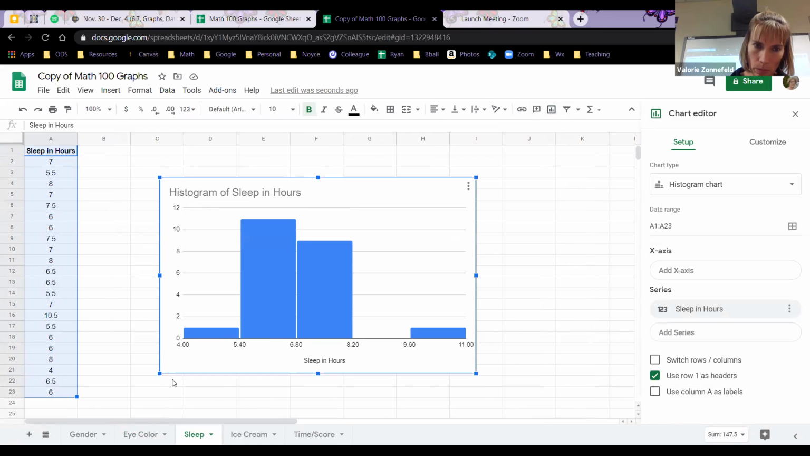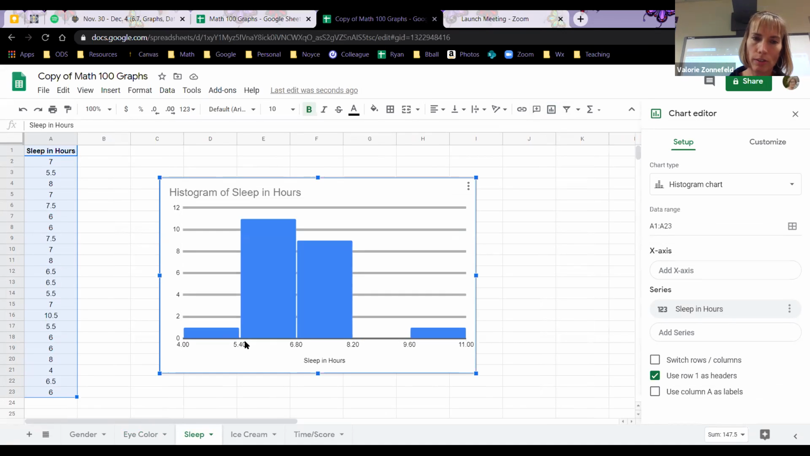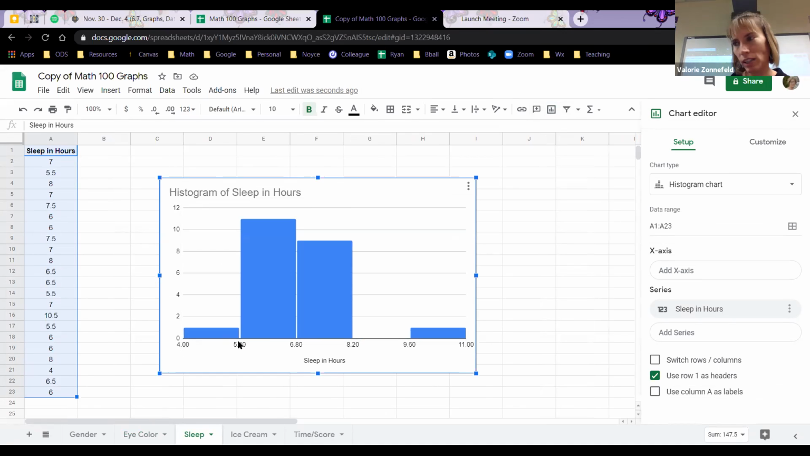And the bars that I got were from 4 to 5.4 hours of sleep. That's basically not good sleep in my book. 5.4 to 6.8, again, not enough sleep for me. And then here we get in the zone where I can actually be a pleasant person throughout the day. Nobody slept between 8.2 and 9.6 hours on this. Were you guys able to get a histogram? Thumbs up, thumbs down. Excellent, good.